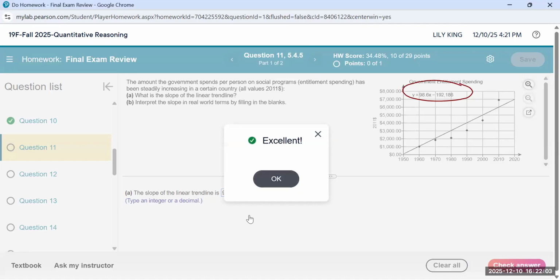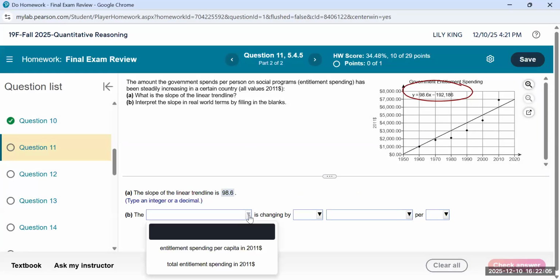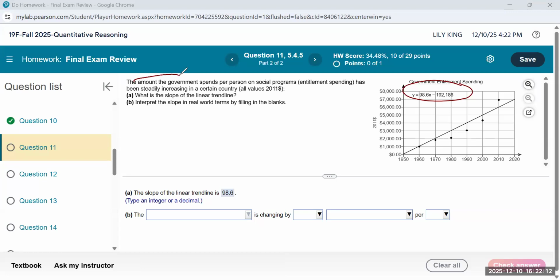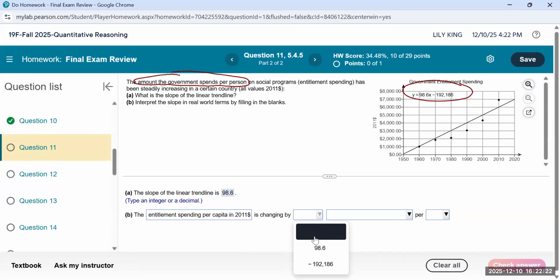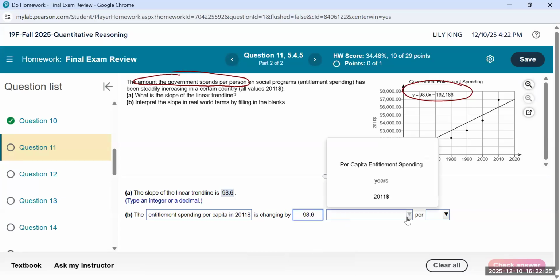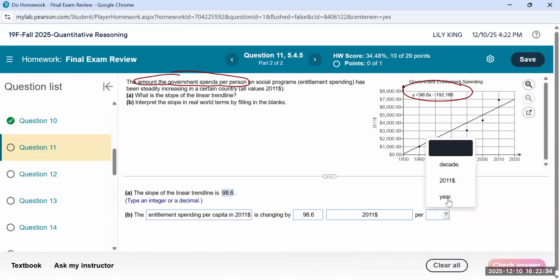And this means that the entitlement spending per capita. Now, why are we selecting per capita? On the question, we say the amount the government spends per person. Per person means per capita. So when you're interpreting that, it's going to be the entitlement spending per capita in 2011 dollars is changing by the slope value. And here you have to find the label for the dependent variable, which is 2011 dollars per the label for the time, which is per year.